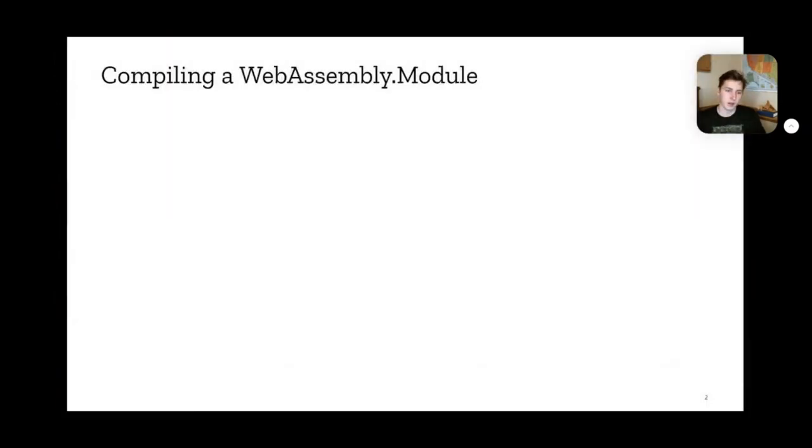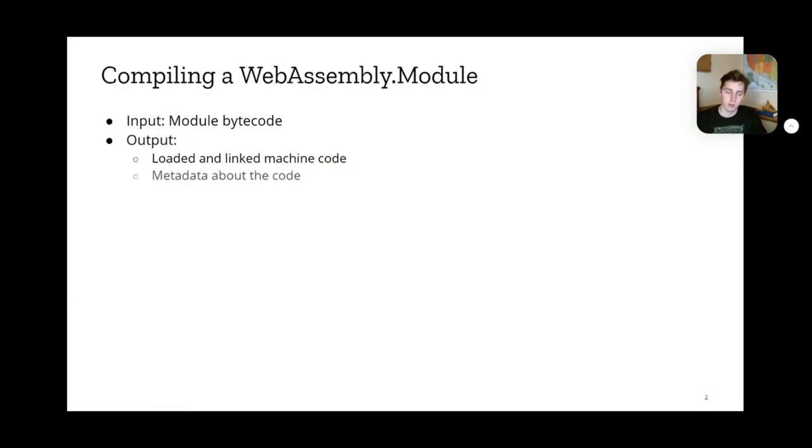Just starting off, I'm going to talk about what it means to compile a WebAssembly module. Roughly, the problem is, our input is module bytecode defined by the spec, and our output needs to be loaded and linked machine code, which is what people normally think of. It's just ready to execute. But equally important, we have a lot of metadata about that machine code that we also create and accumulate. This is things like stack maps, exception tables, along with some linking information as well. And that is equally as important as the machine code.